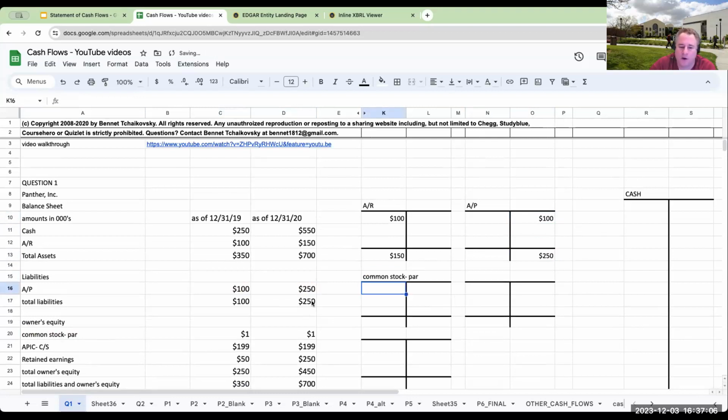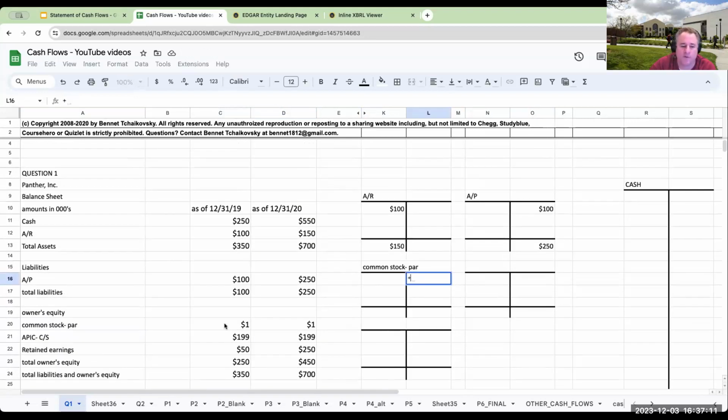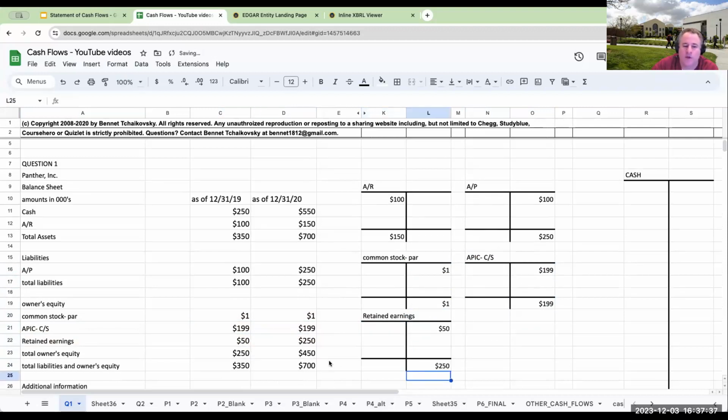Common stock par. This is part of owner's equity. Equity typically has a credit balance. Over here, beginning of 1, ending of 1. Additional paid in capital common stock. Again, this is an owner's equity account, beginning of 199, ending of 199. Retained earnings are how our net income gets into the balance sheet. Retained earnings, part of owner's equity, opening of 50, ending of 250. So we're given a balance sheet. The first thing we're going to do is set up the T accounts.